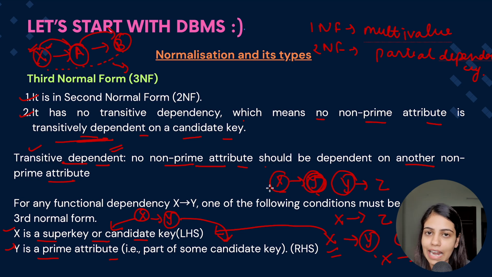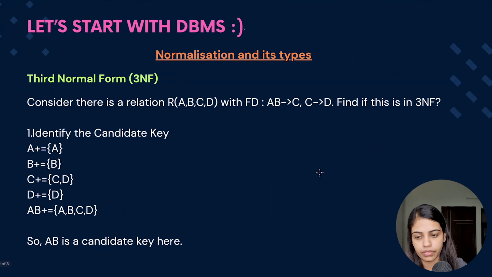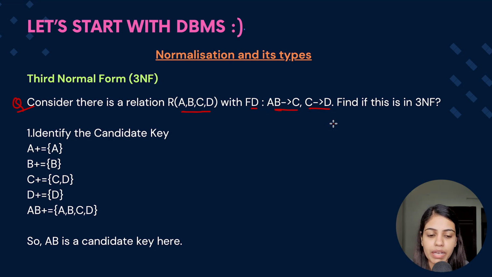Either X should be a candidate key or super key, or Y should always be a prime attribute. So let's understand from an example. Consider that there is a relation ABCD with functional dependency AB determines C and C determines D. Find if it is in third normal form or not.